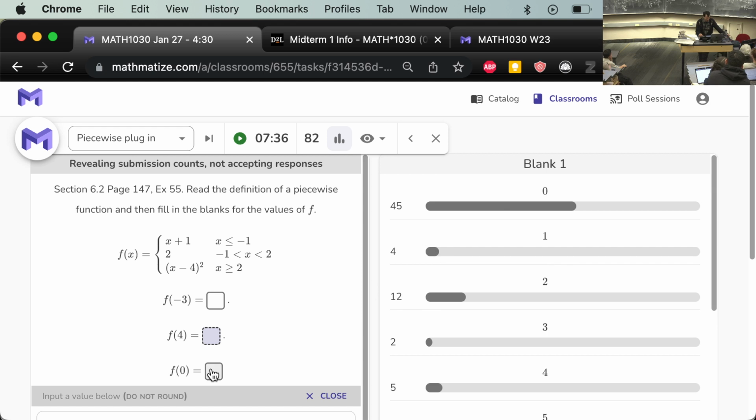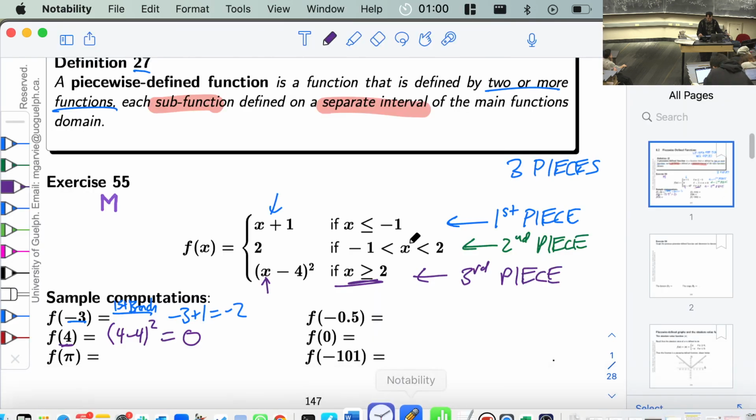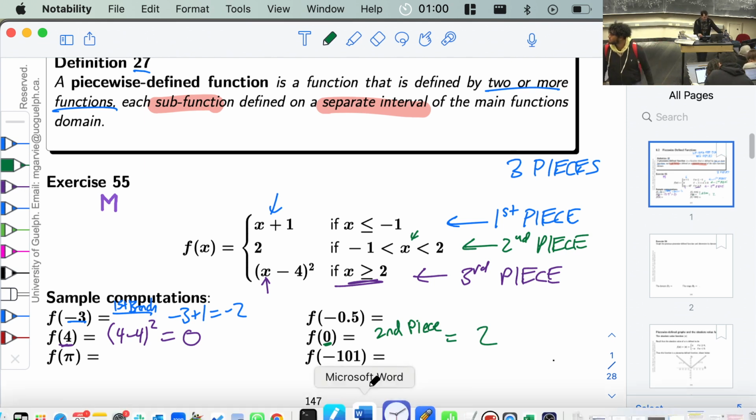Okay, what's the last one? Lots of people said 2 for this one, and that one is right. Let's reveal the answers here. The last one is 2 because x equals 0 is in the middle branch. 0 is between -1 and 2, so we're going to use the second piece. So we get 2. It's just always 2. The middle piece is always 2 no matter what. So we get 2, and the answers are -2, 0, and 2.